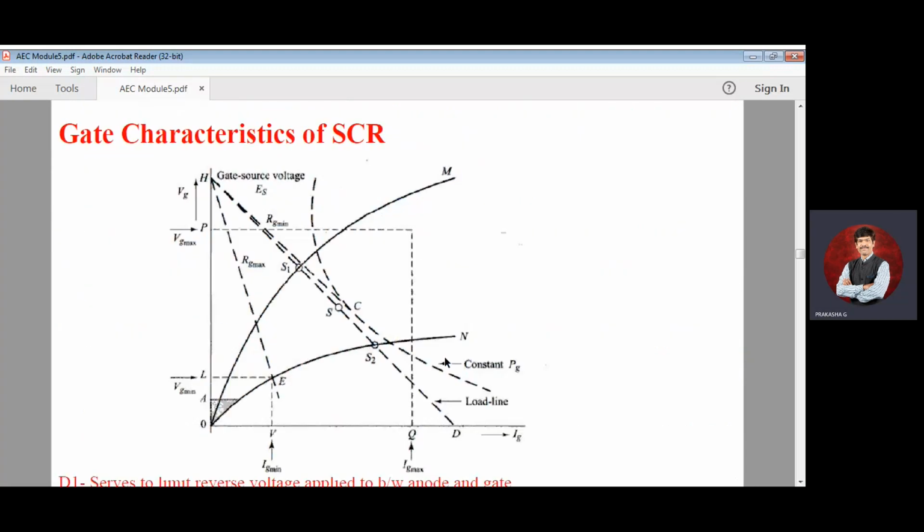So I'll stop marking. Okay, I'm going to stop it now because next we are going to deal with the gate characteristics. There is one more question called gate characteristics.